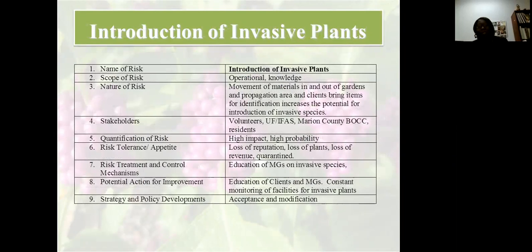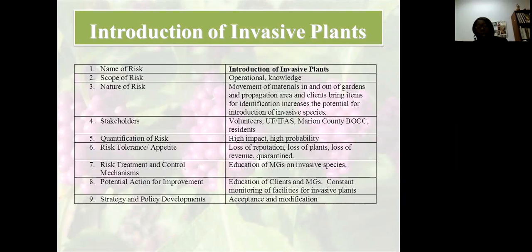And then, of course, introduction of invasive plants and insects. For us in Florida, invasive species are a major problem. We operate a propagation area, and if you see our propagation area, it's like going to a local nursery. So there's always the chance of a Master Gardener bringing in invasive species, or just wind or bird droppings, whatever, causing us to have introduction of invasive species.